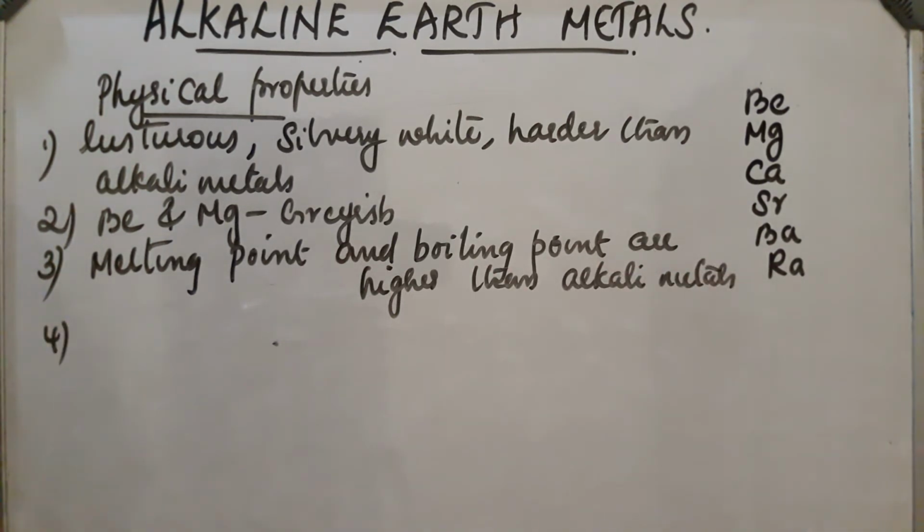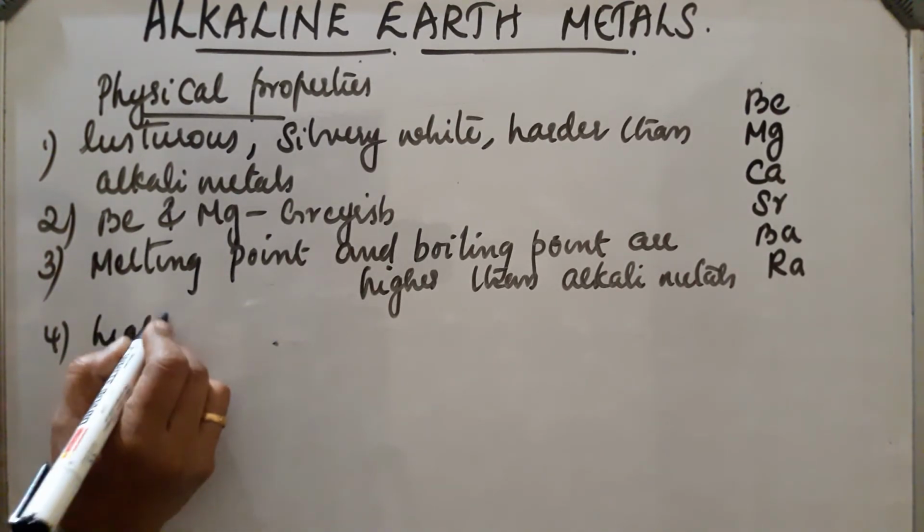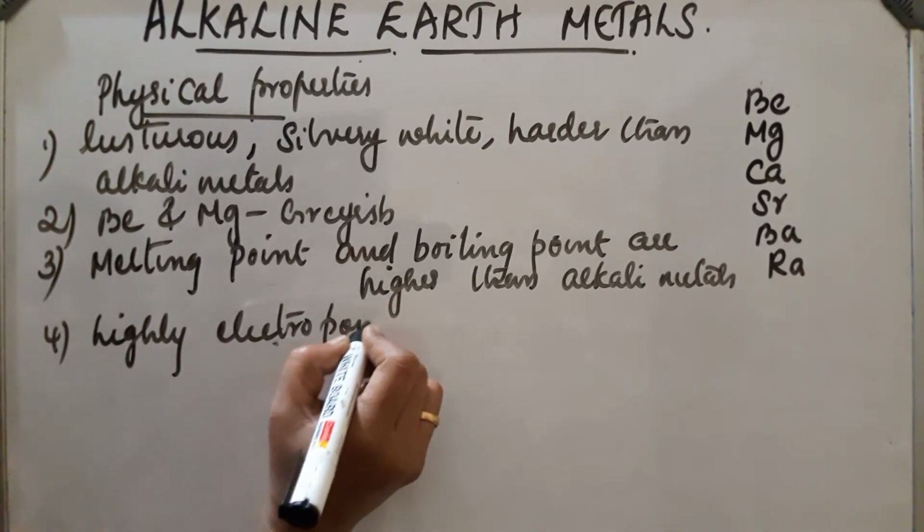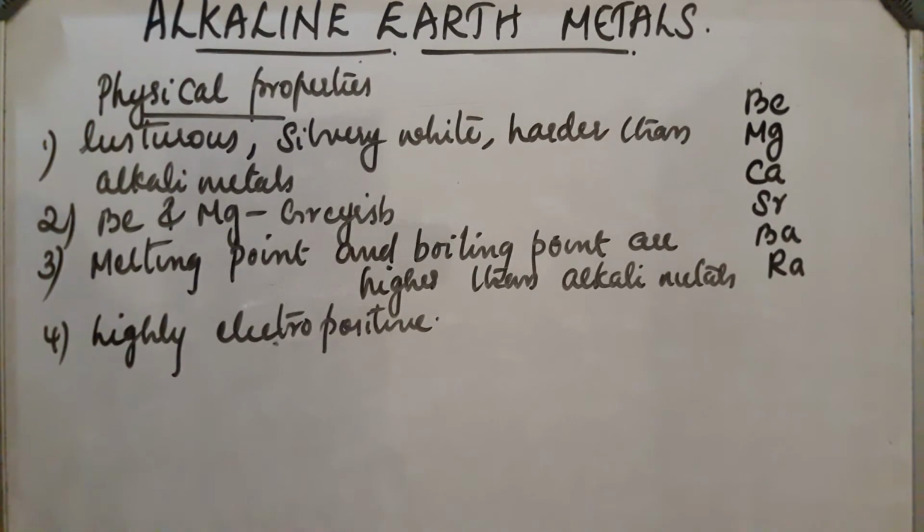Then the next point: they are strongly electropositive, because of their low ionization energy. Electropositive character increases down the group because the size increases and ionization energy decreases. Next, flame color.